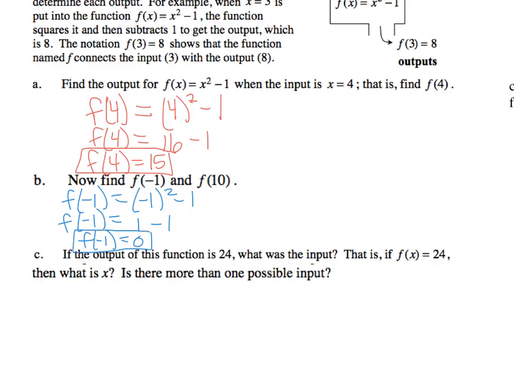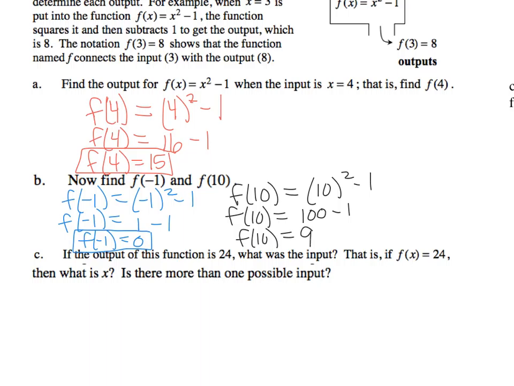Now I'll do f of 10. So this means to take the function and replace x with 10. So we'll do 10 squared, take away 1. So f of 10 equals, well, 10 squared, 10 times 10 is 100, take away 1. So f of 10 equals 99.